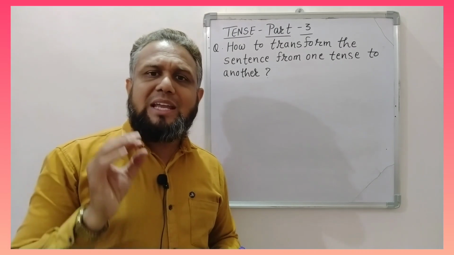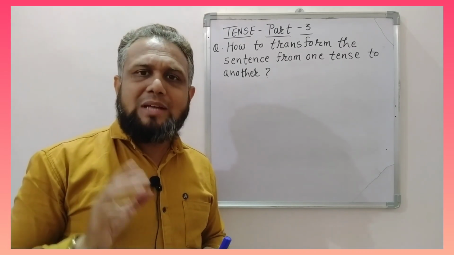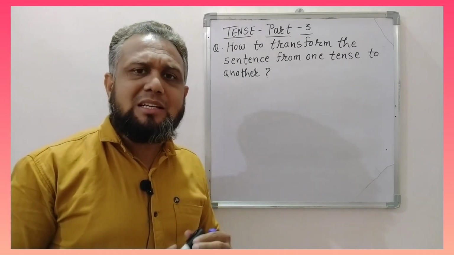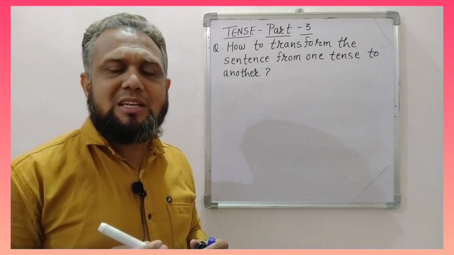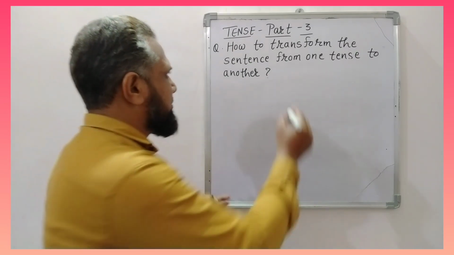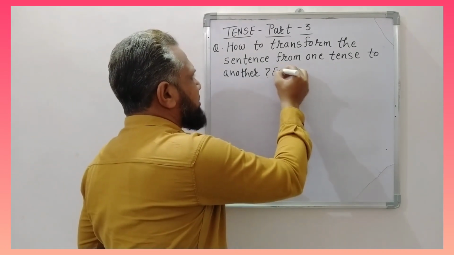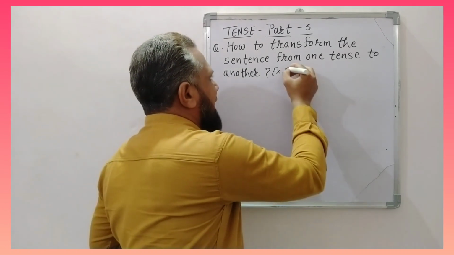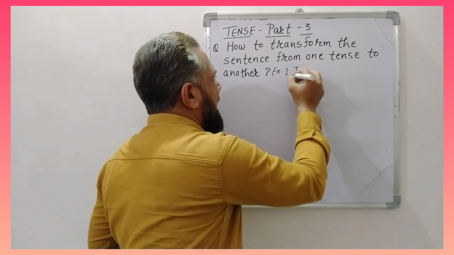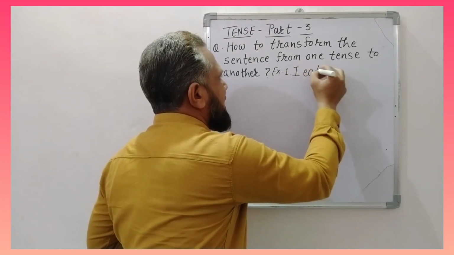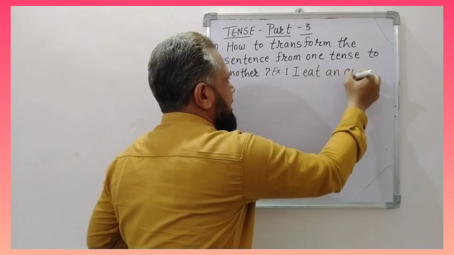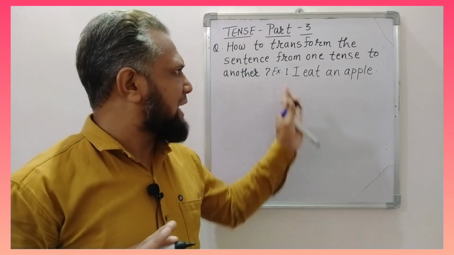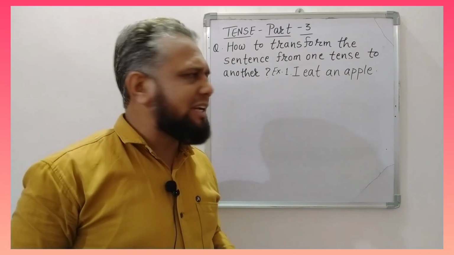We will take a very simple example so that the students of second, third and fourth standard can also understand it very clearly. Therefore, we will take a very simple example. This example will be in simple present tense. Okay, and the example is I eat an apple. A simple sentence. I eat an apple. Everyone eats an apple.